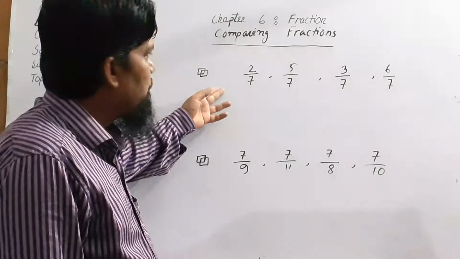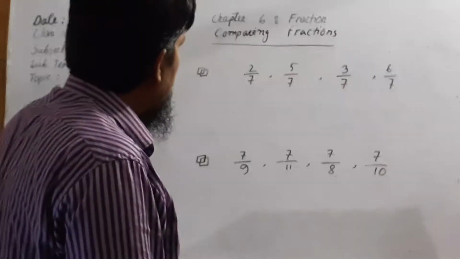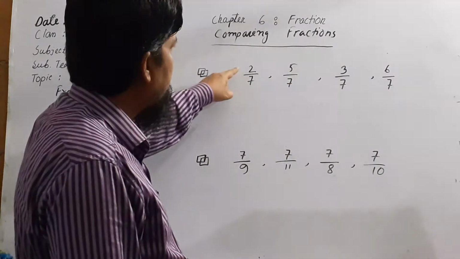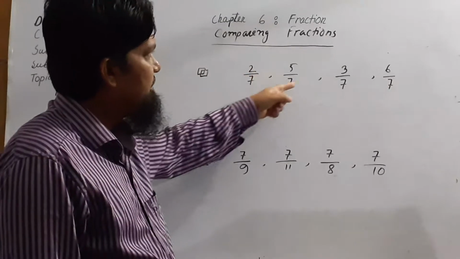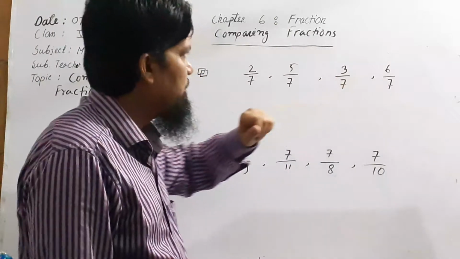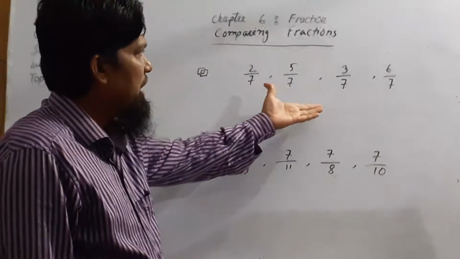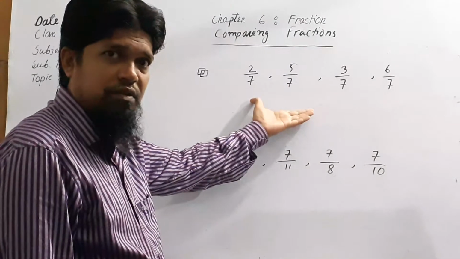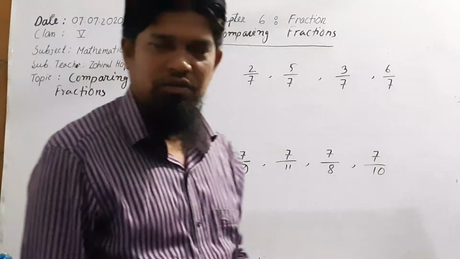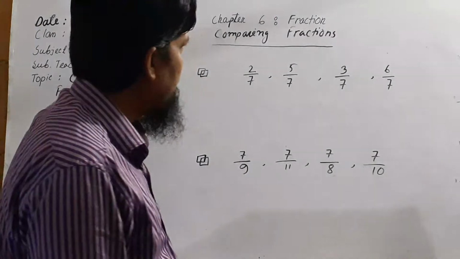If you look carefully on the board, I have given two examples. In my first example, there are four fractions. The first one is 2 by 7, then 5 by 7, then 3 by 7, then 6 by 7. So how will you compare among the fractions? If I tell you to arrange the fractions in ascending order or descending order, which method will you apply here?